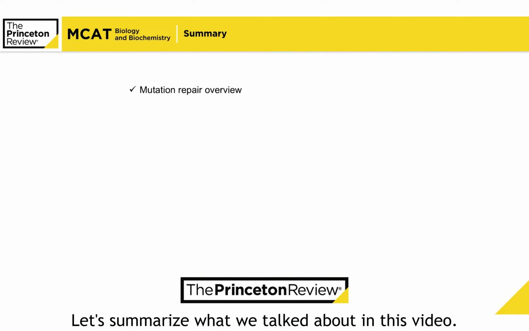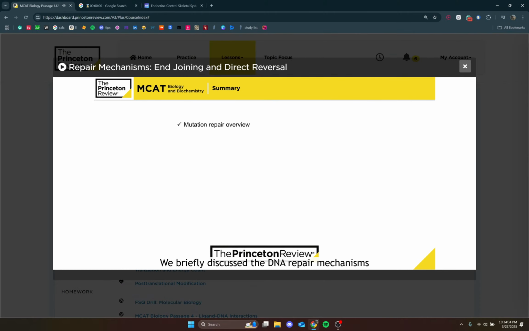Let's summarize what we talked about in this video. We briefly discussed the DNA repair mechanisms caused by different mutations, and in specific, we focused on homologous and non-homologous end joining, as well as a direct reversal of dimers caused by UV radiation.